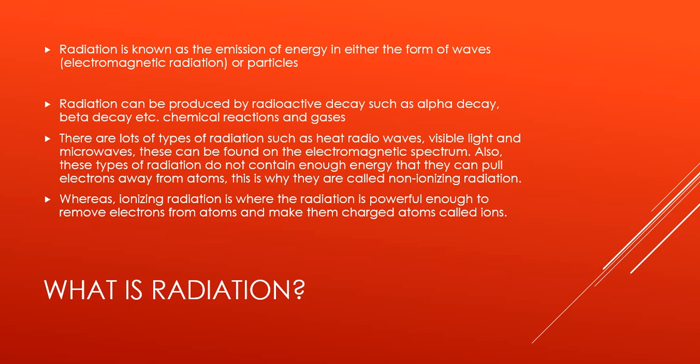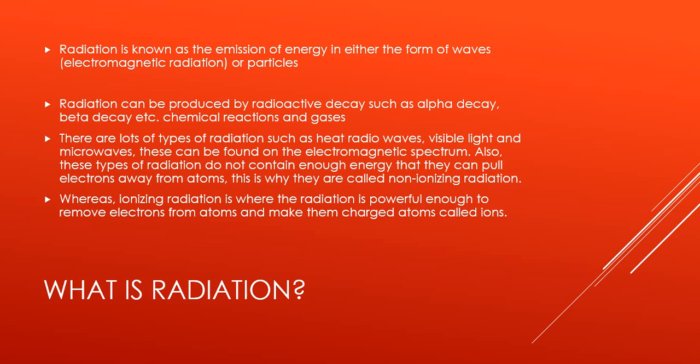So let's continue. Radiation can be produced by radioactive decay, such as alpha decay, beta decay, etc., and chemical reactions and gases. There are lots of types of radiation, such as heat, radio waves, visible light, and microwaves, and these can be found on the electromagnetic spectrum. Also, these types of waves or radiation do not contain enough energy to pull electrons away from atoms, and this is why they are called non-ionizing radiation.